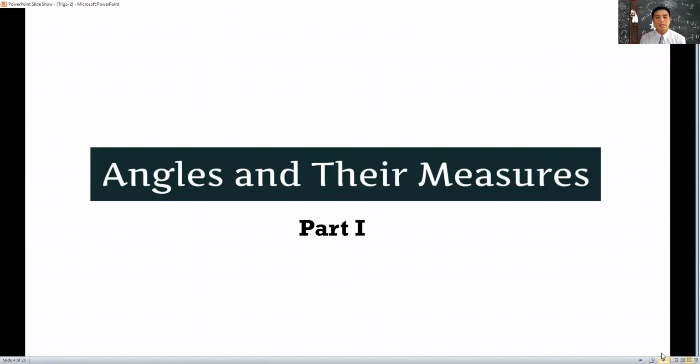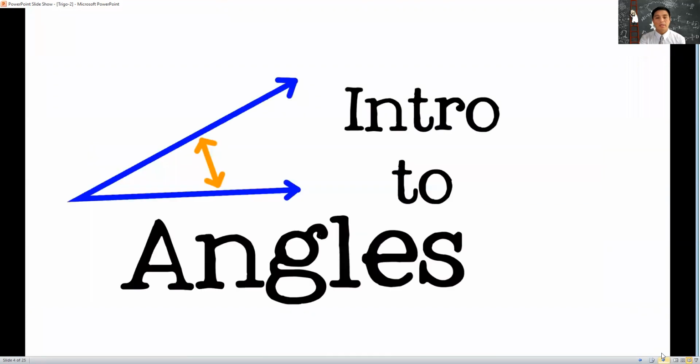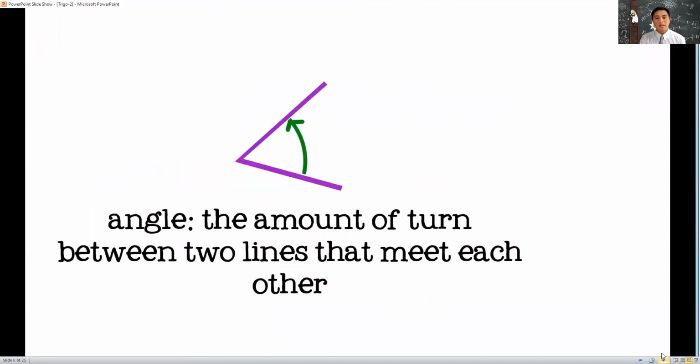So let's start with part one of this lesson because this topic is quite big. So we will be doing it in two parts, and this is part one. So let's have the introduction or review about angles. As we know, an angle is the amount of turn between two lines. So these are two lines that meet each other. They meet at this point. The amount of turn or the space here is called the angle.